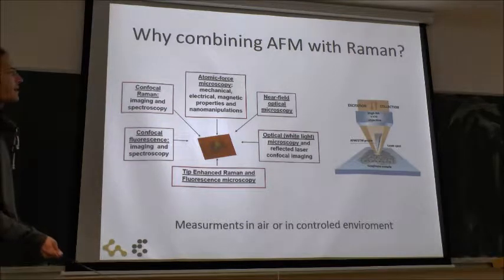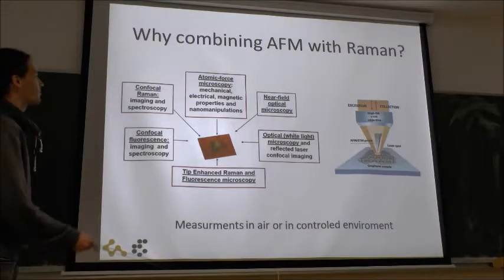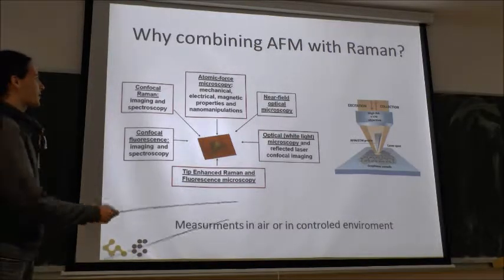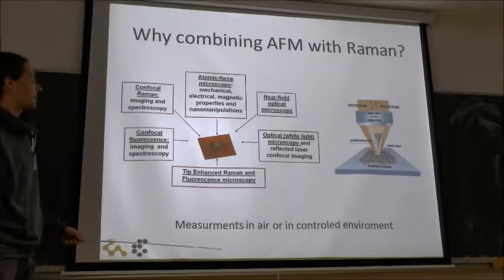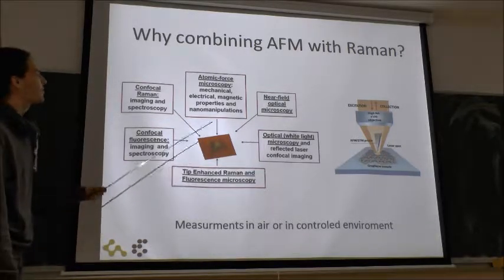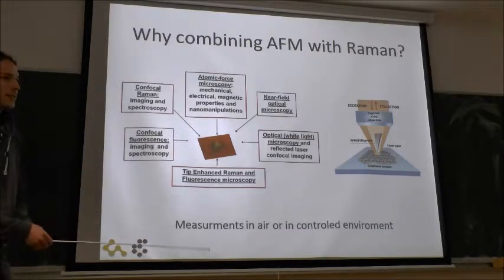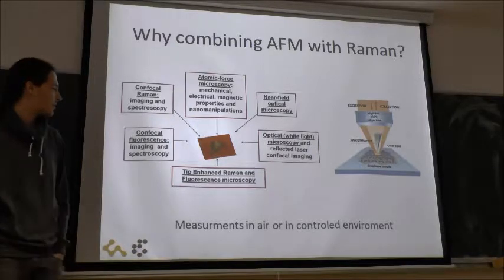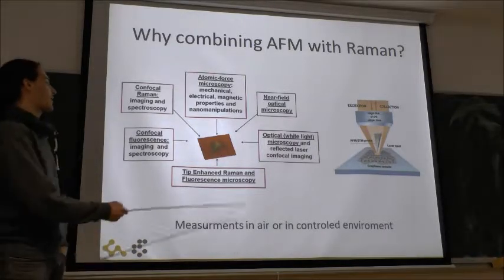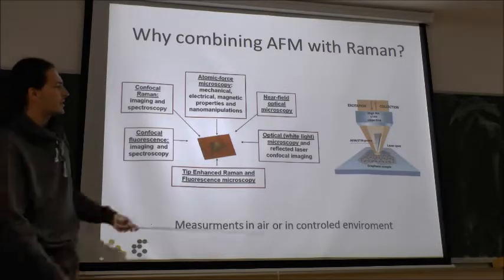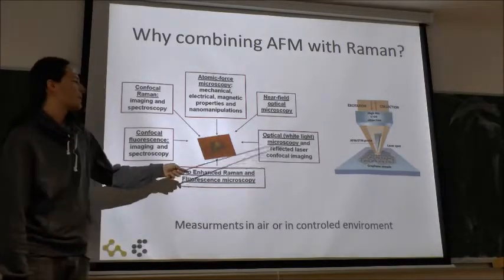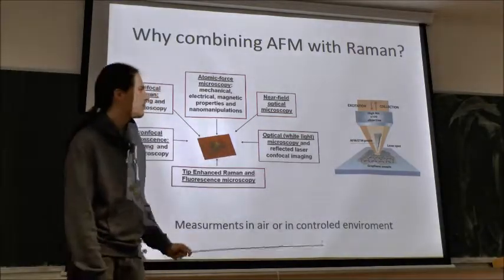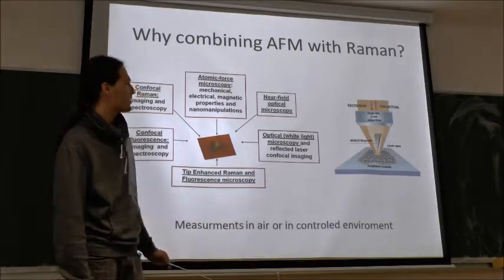Why do we want to combine AFM with Raman? Of course, we get the positive things of the AFM and of the Raman, and some extra things. So we can observe all the things that we can observe with the AFM and with the Raman, but then we can have tip-enhanced Raman spectroscopy or microscopy, and also confocal fluorescence, and optical microscopy.